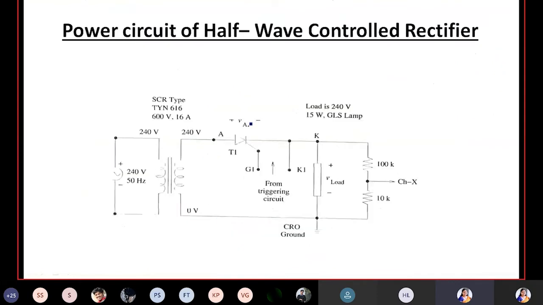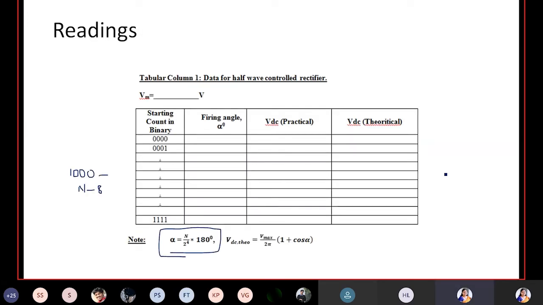Okay, this is the actual circuit. We have a 230 volts supply, one terminal of which is connected to the anode, and the cathode is connected to the load. The load is connected back to the other terminal of the supply. G1, K1 will be going to the control circuit as I showed in the circuit. Then by varying the binary count from 0000 to 1111, you can calculate alpha.